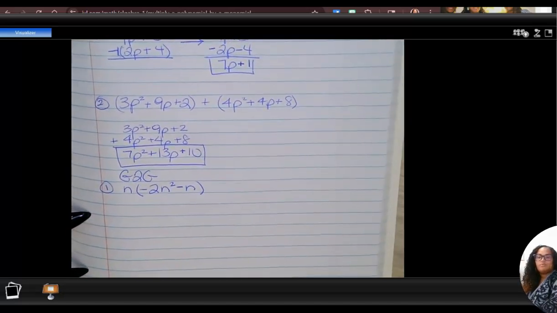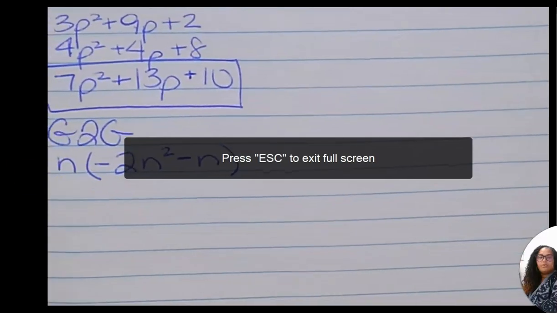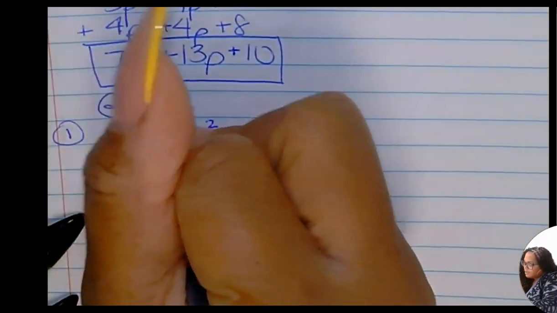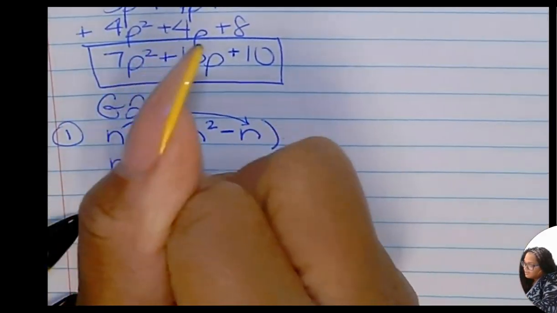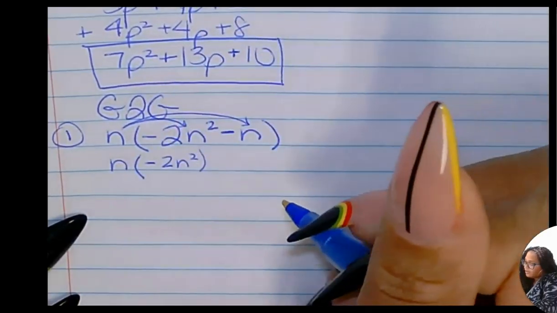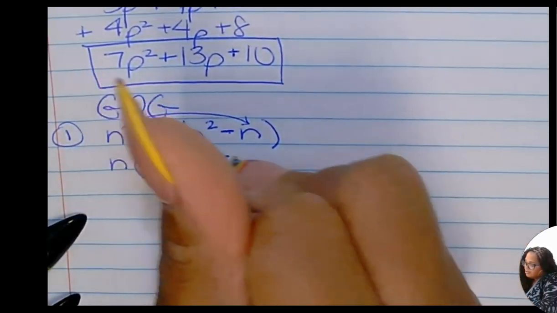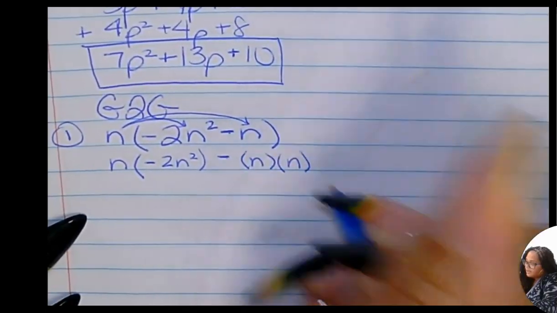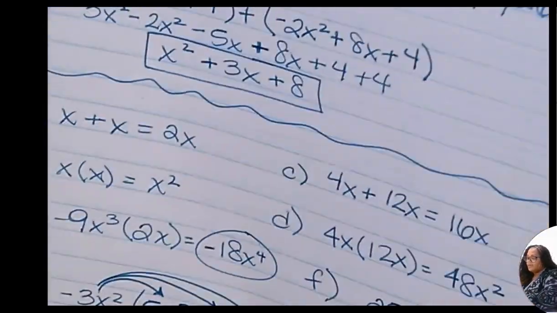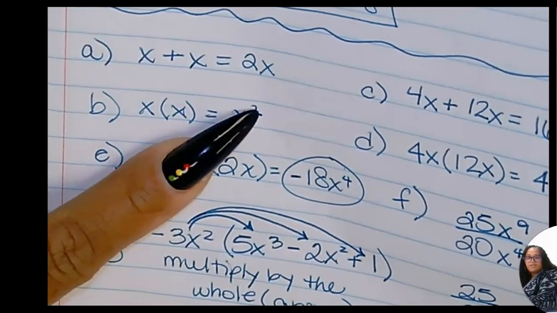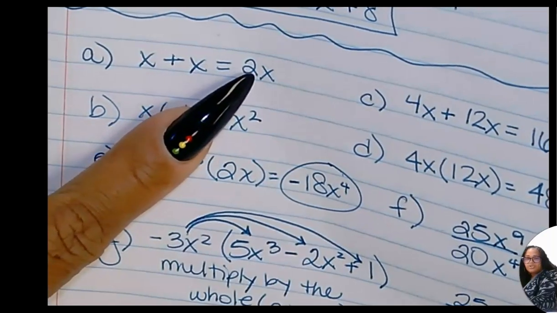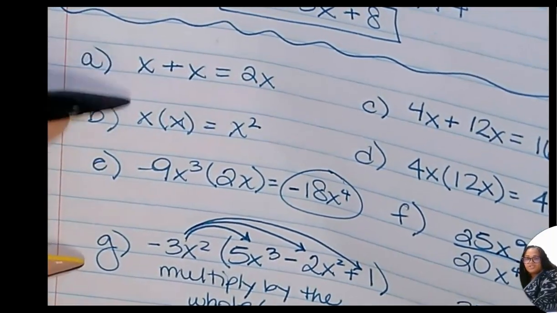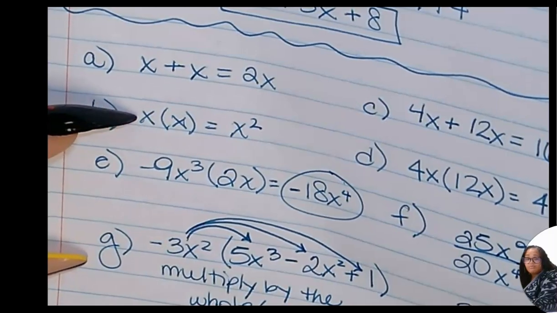So this is where we distribute. The n gets multiplied by this, and it gets multiplied by this. This is n times negative 2n squared. Bring down your minus sign. Minus n times n. Now remember in your notes from today, I think I went over this. Yes, I said a variable times a variable is raised to the second power, but a variable plus a variable is just 2x. So here the coefficient changes, here the exponent changes when I multiply.